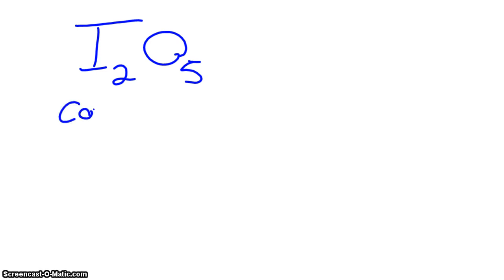Naming and writing covalent compounds is really easy, but the thing you need to remember is that with a covalent compound you have to use prefixes. So covalent compounds use prefixes. So if I give you the compound I2O5 and I say please name it, you need to recognize this is a covalent compound. It is not an ionic compound, it's a covalent compound.